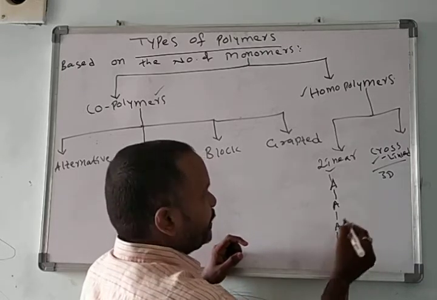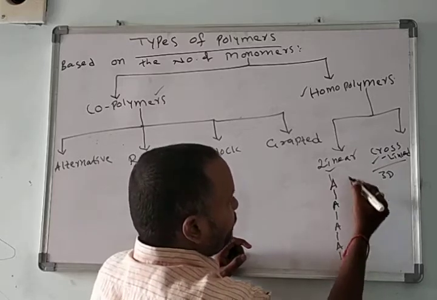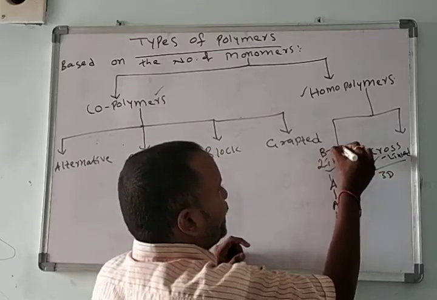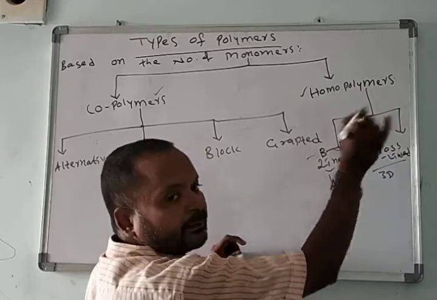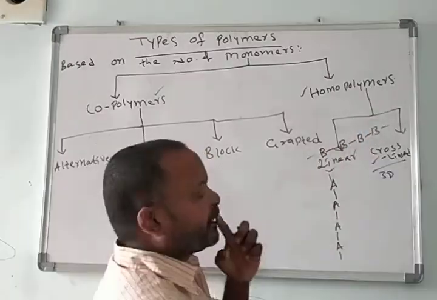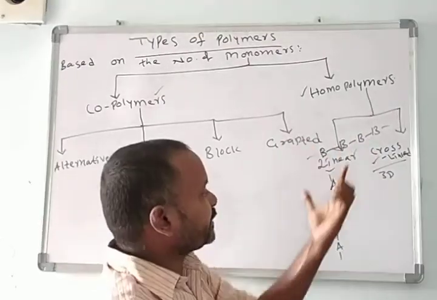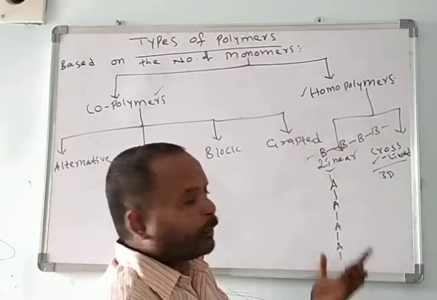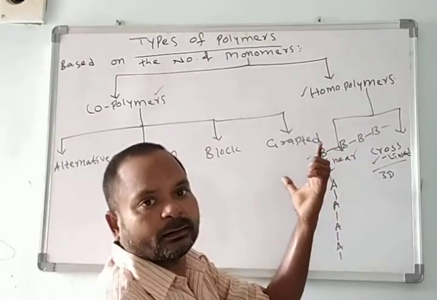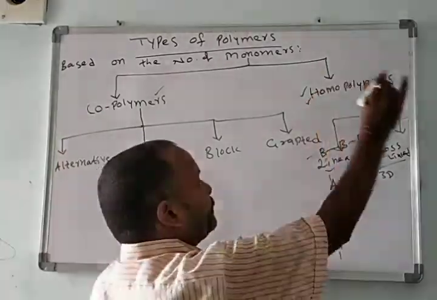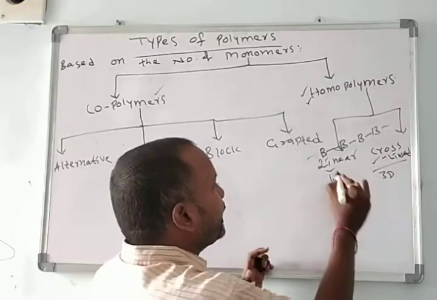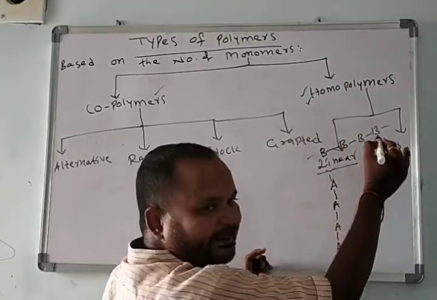This is the one polymer. Or here I am taking one more. Here B, like this. Okay, polymer. Either horizontal way or vertical way, all same monomer molecules are arranged. This type of polymers we called as linear or straight chain.